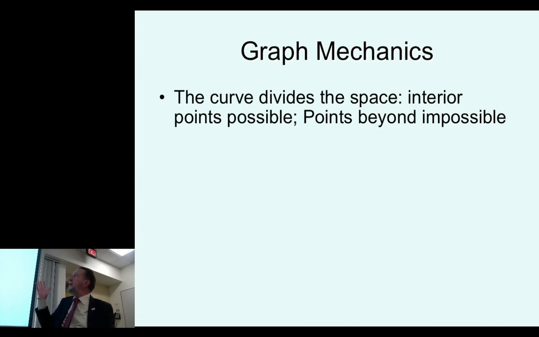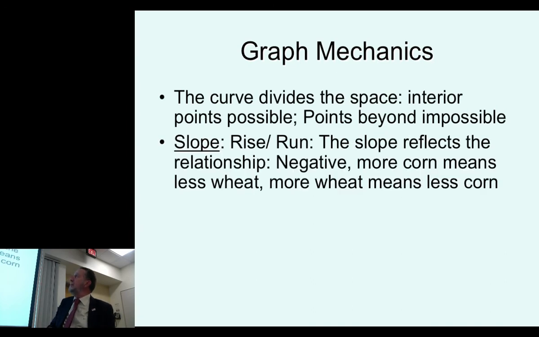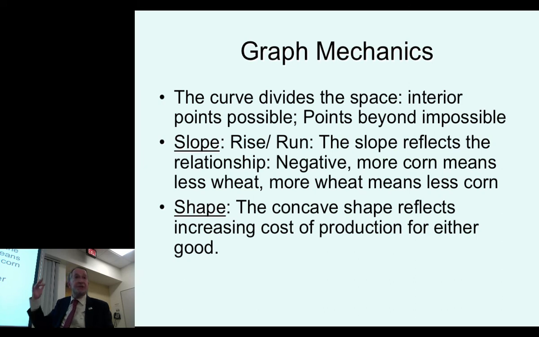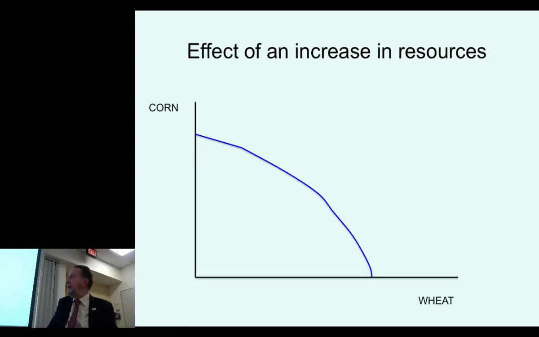Curve divides the space. We talked about that. Points beyond are not possible. Slope is rise over run. Here, it's negative, reflecting cost. And now the shape we've added reflects another characteristic of the function. And that is, as I try to produce more wheat, the marginal cost is going up. Or as I try to produce more corn, the marginal cost is going up as I adjust using the best alternative resources. So here's a production possibility boundary.